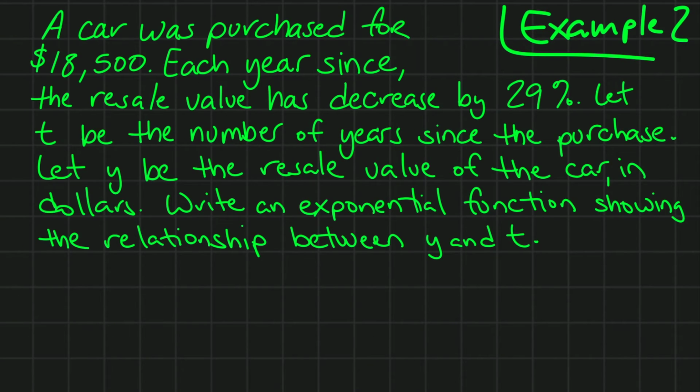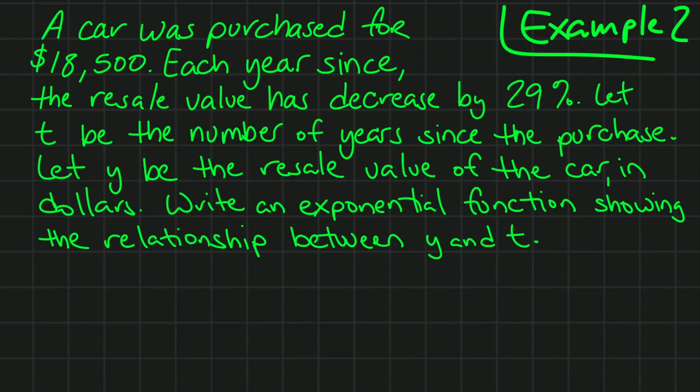All right, for example number 2, a car was purchased for $18,500. After each year since, the resale value has decreased by 29%. Let T be the number of years since the purchase. Let Y be the resale value of the car in dollars. Write an exponential function showing the relationship between Y and T.